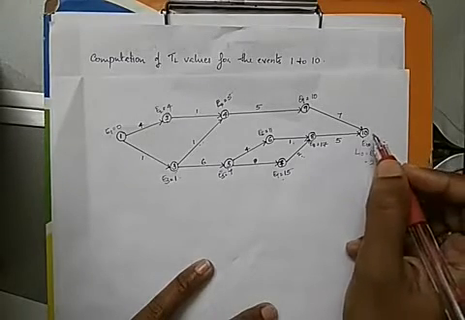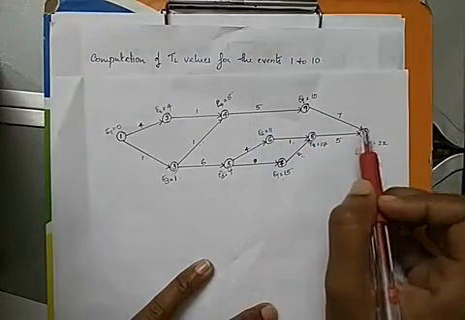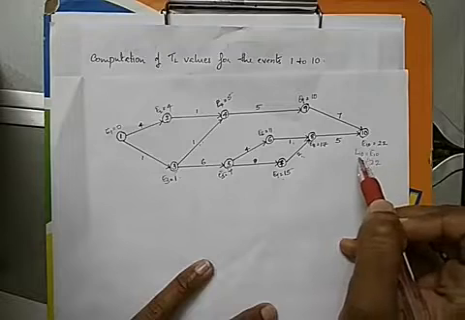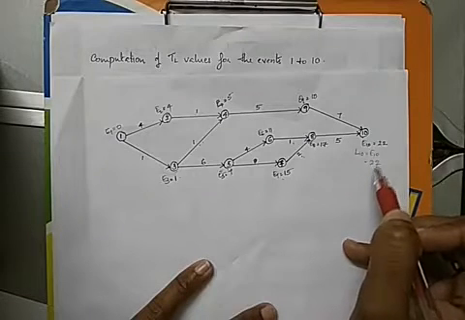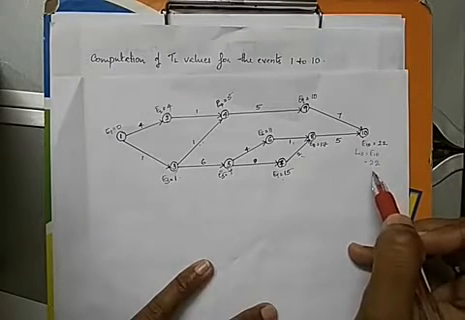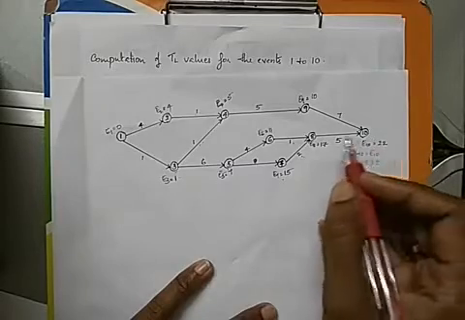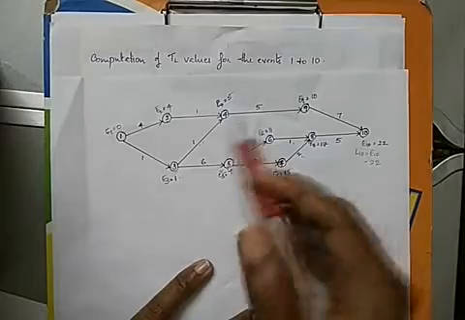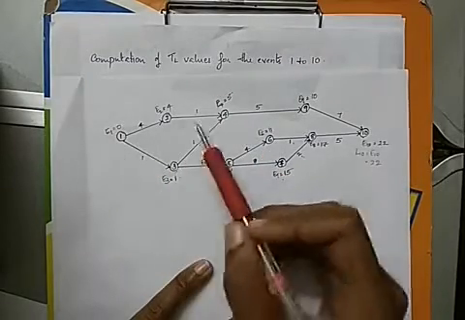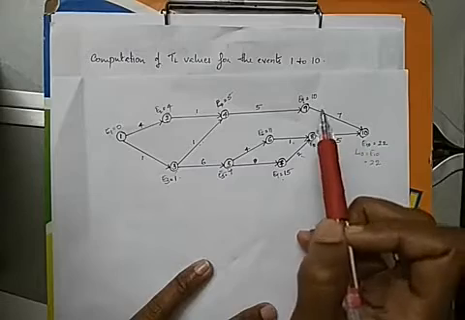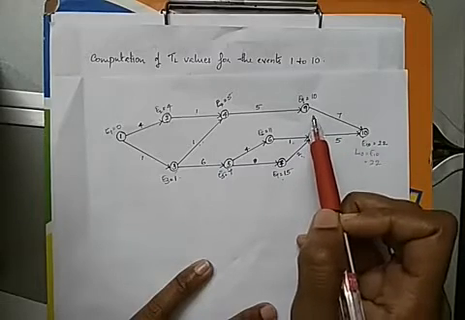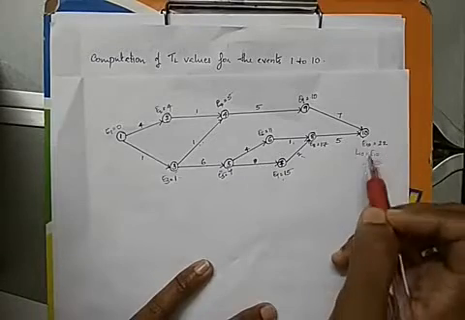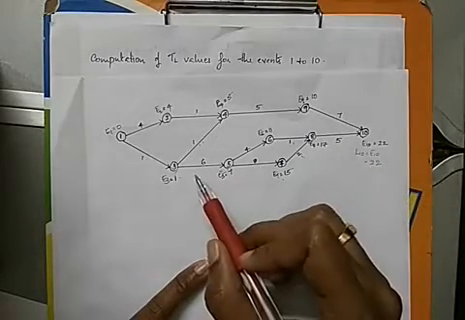Okay, so we start to find the latest event timings. We start with the last event, and we assume that L10 is equal to E10. In this case, the value is 22. From here, by backward pass, we find the L values for each event. In the case of E values, we used a forward pass to find the earliest event timings for each event. For L values, we use a backward pass.